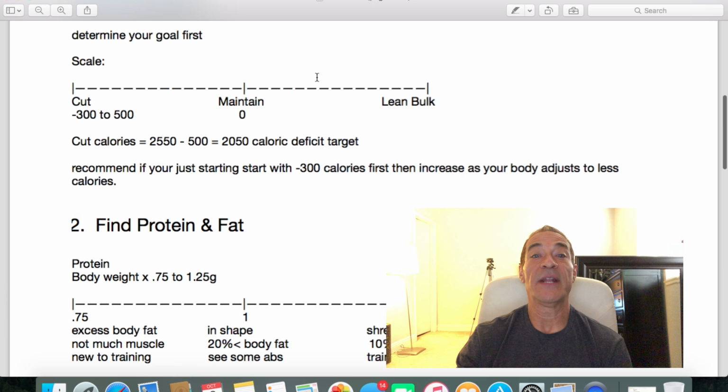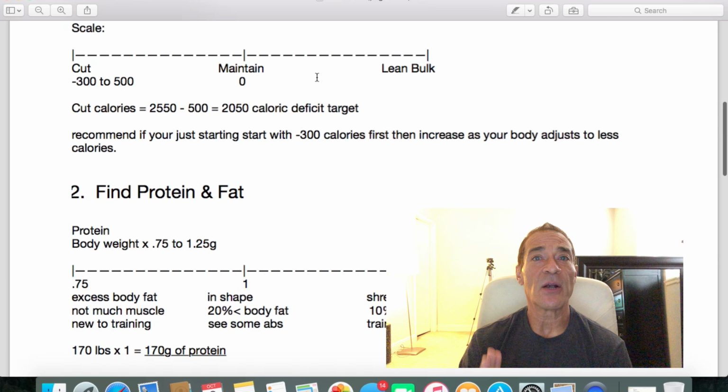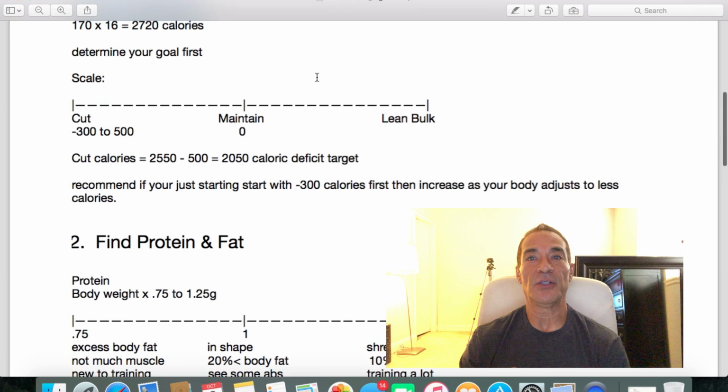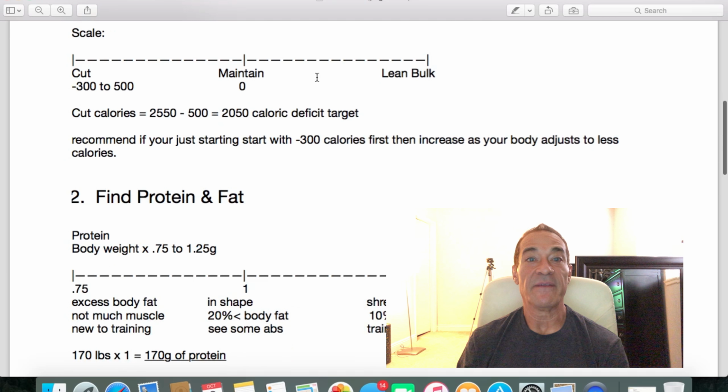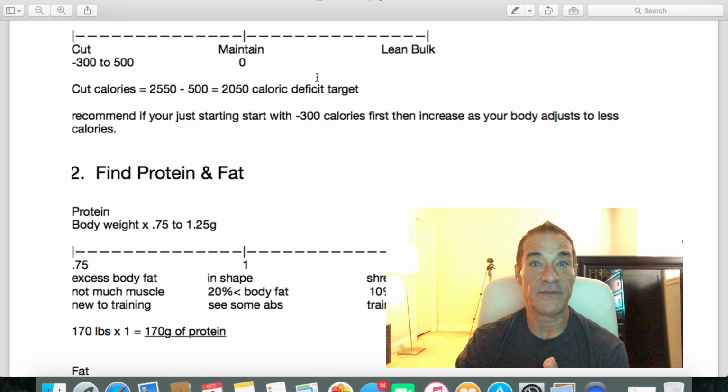2,550. So now the next step is, now that you know what your maintenance calories are, let's determine a goal. You need to determine a goal. So for this scenario here, I'm going to assume that we're trying to reduce weight in this example. What I have here is a scale. And as you can see, on the furthest to the left, you have cutting or reducing your weight. In the middle, you have maintaining your weight, which we know the maintenance calories of 2,550. And also you have a lean bulk at the furthest to the right of the scale.